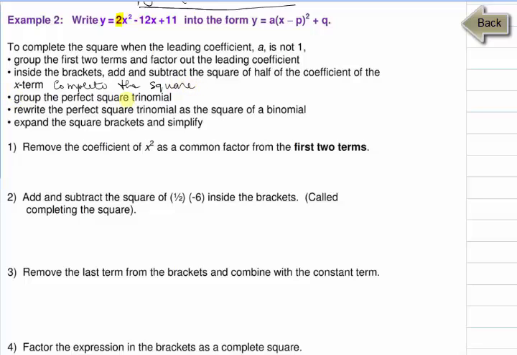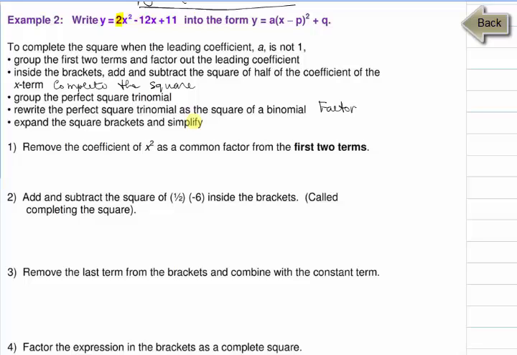Third step, group the perfect square trinomial. Next step, rewrite the perfect square trinomial as a square of a binomial. That means to factor. And then expand the square brackets and simplify.